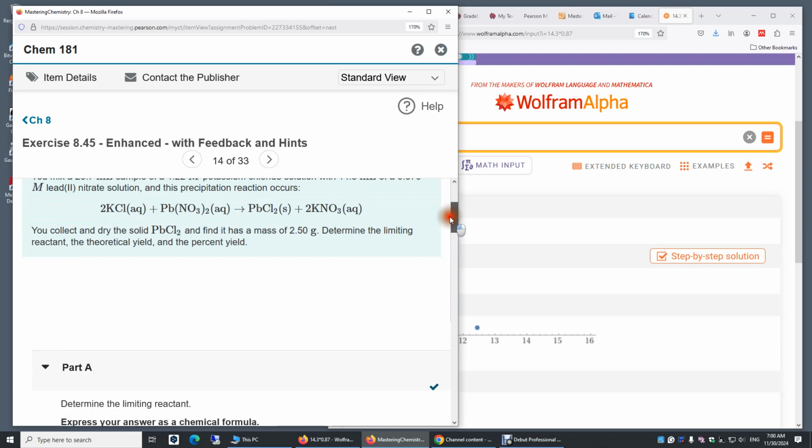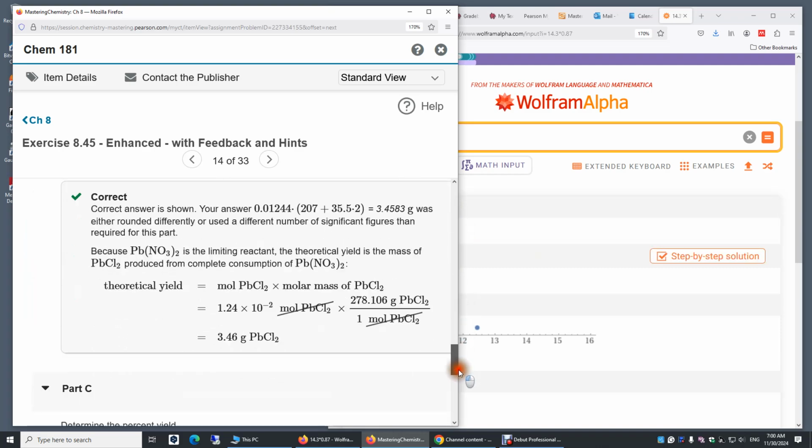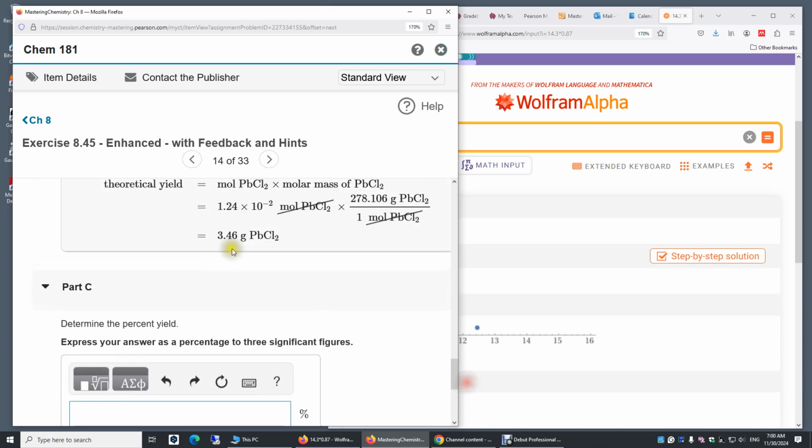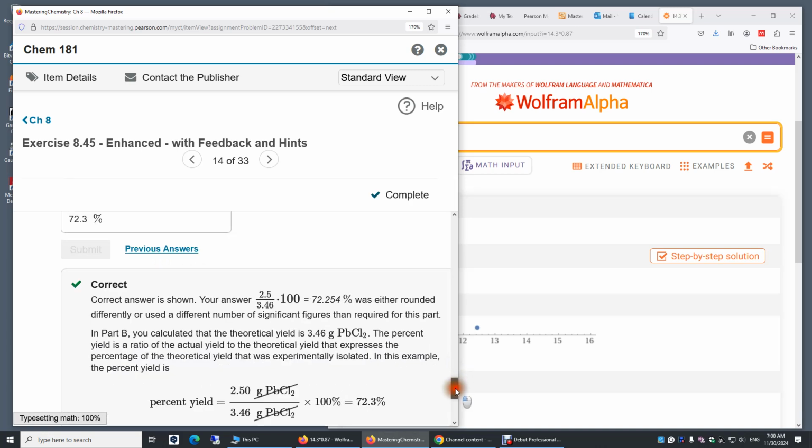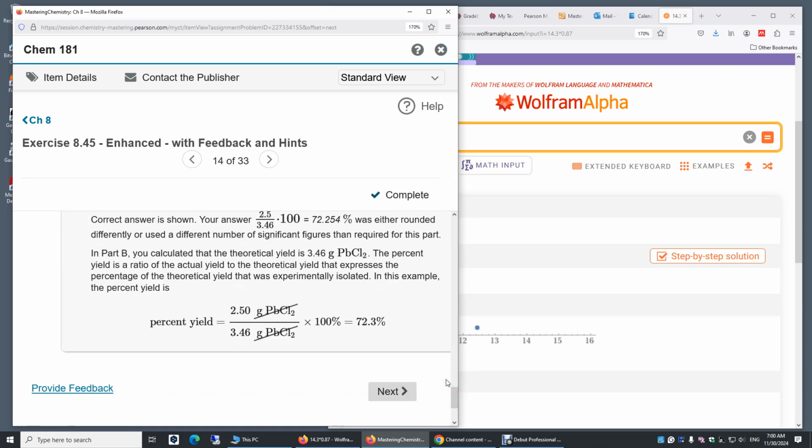Theoretically, how much did we actually get? 2.5. So 2.5 divided by this. Alright, so if you do this, you get the percentage yield. But don't forget to multiply this by 100. So 2.5 over 3.46 multiplied by 100% is going to be the percent yield. Let's see, yeah, 72%.